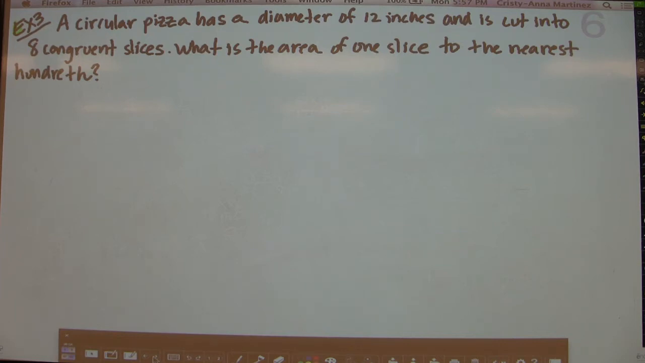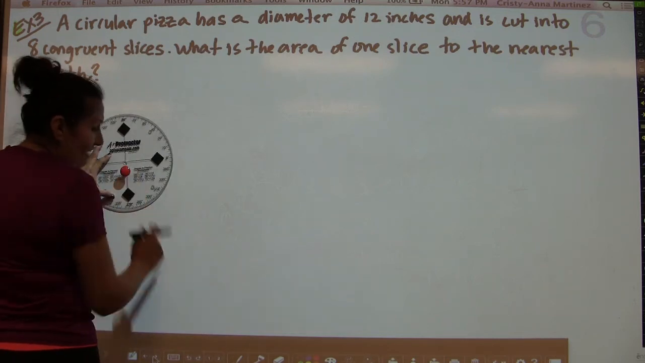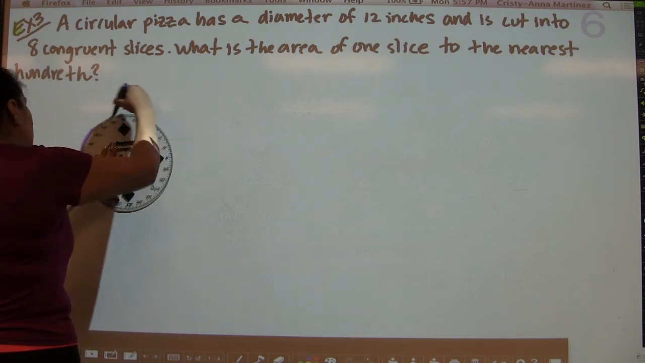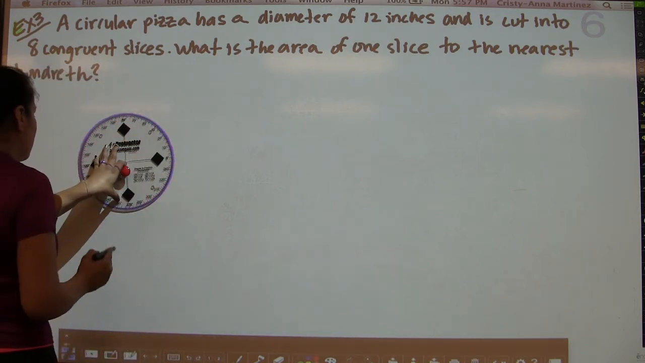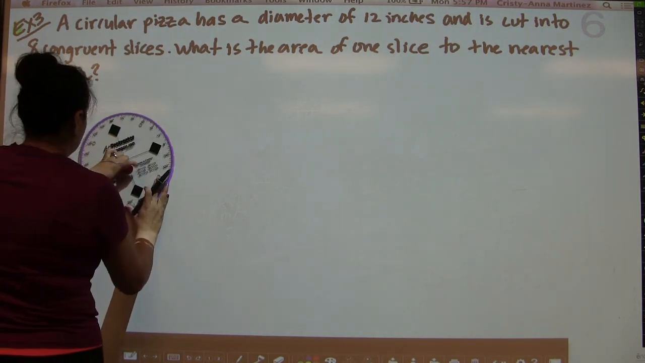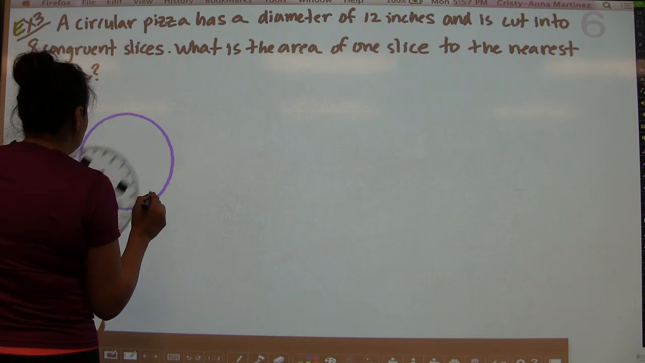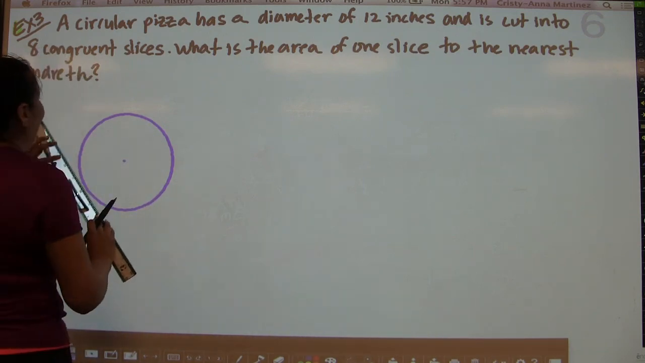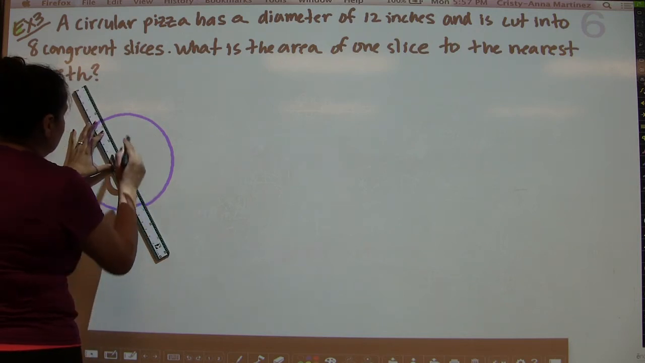A circular pizza has a diameter of 12 inches and is cut into 8 congruent slices. What is the area of one slice to the nearest hundredth? So, you need to have a picture, but I'm going to go ahead and get a picture going for you here. So here is our pizza. And basically what they're telling us is that this pizza is being cut into 8 congruent slices.